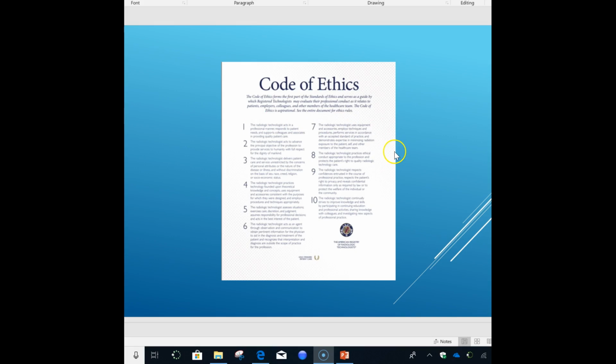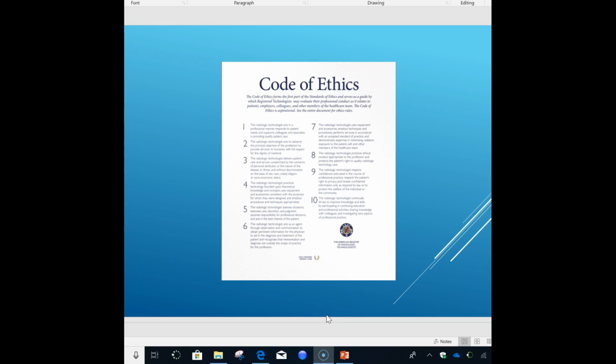So here I have a published code of ethics. It says ART, AART, and ASRT in this case are synonymous. I do have a PDF that's available to you because this isn't as clear. But there are 10 codes of ethics that I think we need to touch upon. I think it's very important in our line of work.